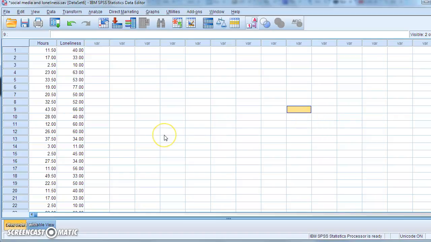This data here represents an attempt by a researcher to look at the relationship between the number of hours that people spend on social media and their loneliness. So our question might be whether the amount of time you spend somehow makes you more lonely or less lonely. So we're looking here for a relationship. We're not looking for a difference, we're looking for a relationship. We're seeing whether somebody's hours spent is in any way related to their loneliness.